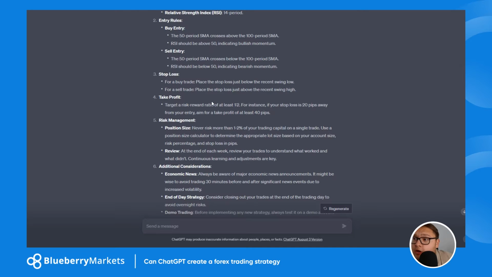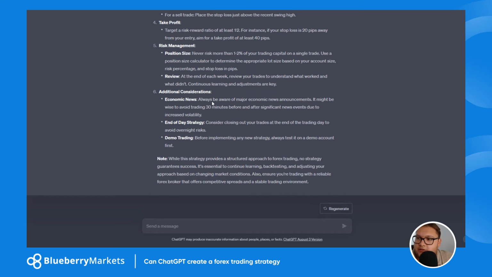Stop loss for a buy trade, place the stop loss just below the recent swing low. For a sell trade, place the stop loss just above the recent swing high. Target a risk reward ratio of at least 1 to 2. So for example, if you have a 20 pip stop loss, you want to be targeting 40 pips. Position size, never risk more than 1 to 2%, and then review at the end of each week. It also gives us some considerations and things like that.